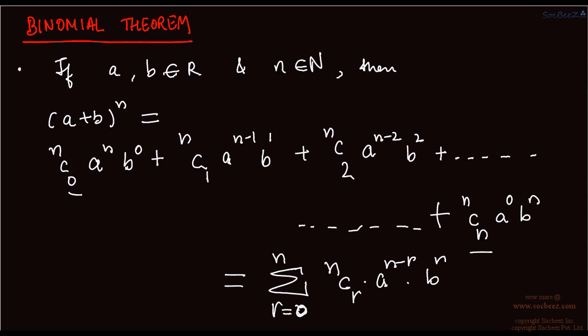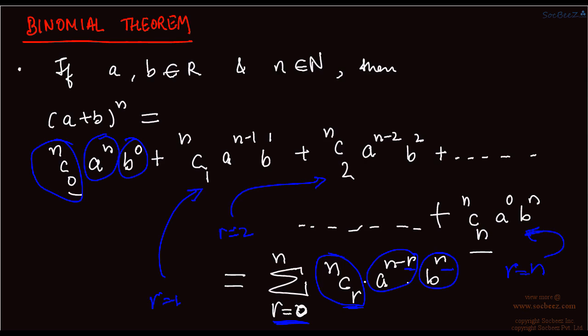So you can identify each of the terms. First of all, if r is 0, then you put r equals 0 in here and here and here. So you will get nC0, which is this term, a to the power n minus 0, which is a to the power n, b to the power 0. So this is our first term. For r equals 1, you will have this term. For r equals 2, you will have this term. For r equals n, you will have this term. So this is the expansion of (a + b) to the power n.